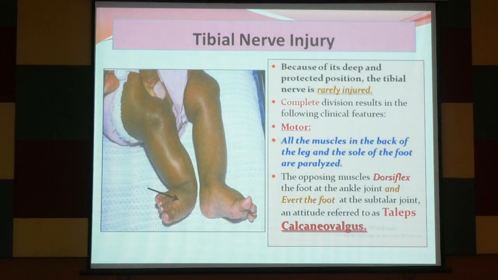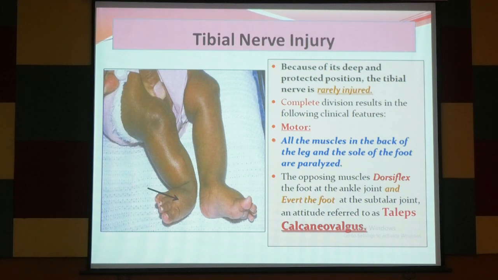Now, tibial nerve injury. Because of its deep and protected position, the tibial nerve is rarely injured. Complete division results in the following clinical features. Motor: all the muscles of the back of the leg and sole of the foot are paralyzed. The opposing muscles dorsiflex the foot at the ankle joint and invert the foot at the subtalar joint, an attitude referred to as talipes calcaneovalgus.